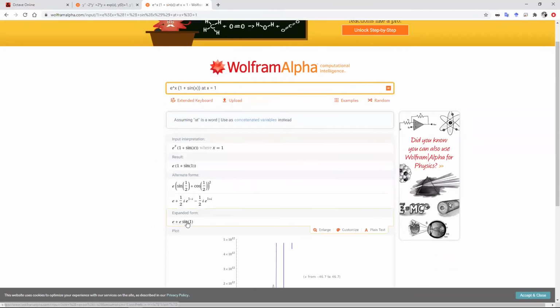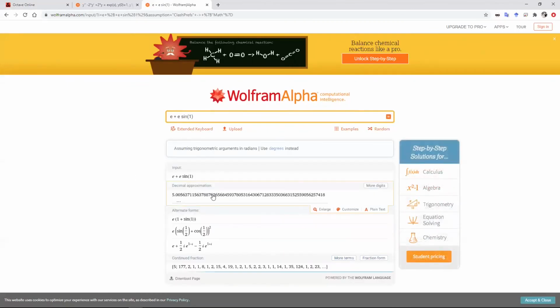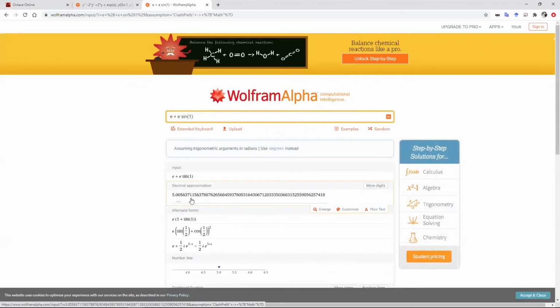And okay, well, this is the value at x equals 1. I would quite like that as a number, please. Okay, so 5.0056. So we seem to be miles off here. So let's go have a look and see if we can find out what is wrong.